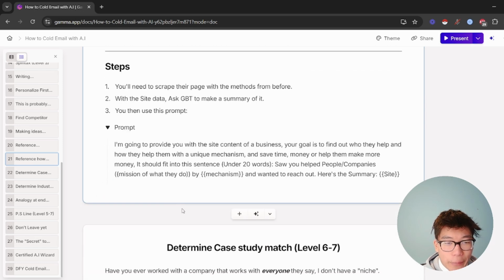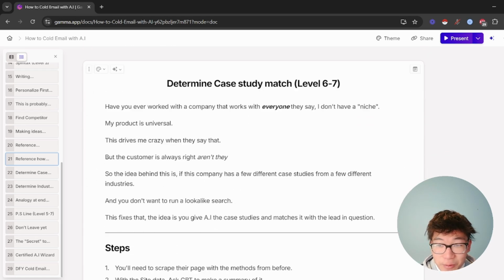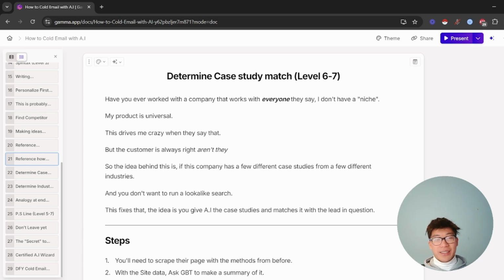And the prompt is, I'm going to provide you with the site content of a business. Your goal is to find out who they help and how they help them with a unique mechanism and save time, money, or help them make more money. It should fit into this sentence: Saw you help people/companies, mission of what they do, my mechanism, and wanted to reach out. Here's the site. So very simple. This is another one. I'm just trying to give you an idea of what actually exists in the market, what you can actually do. Because once you understand this, you have the world at your fingertips.